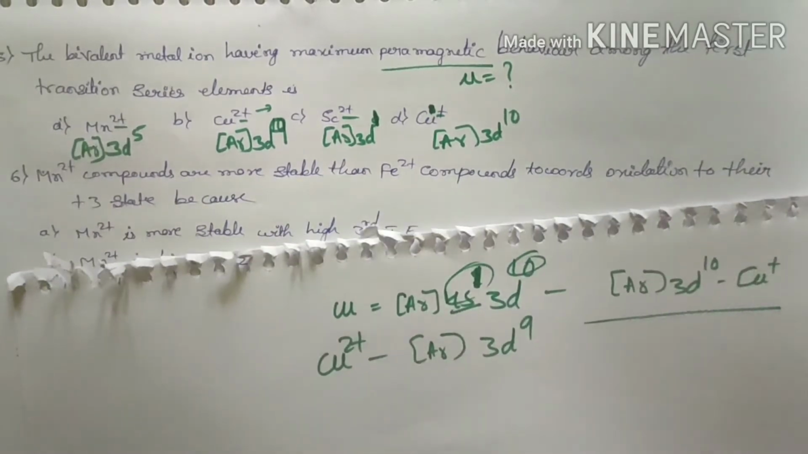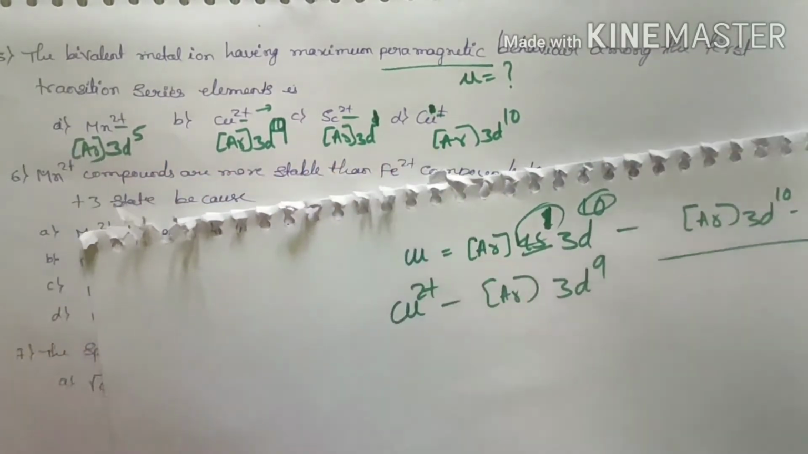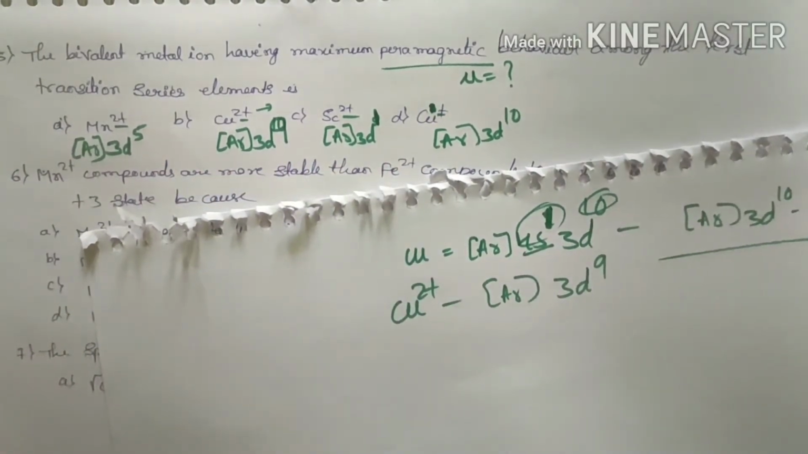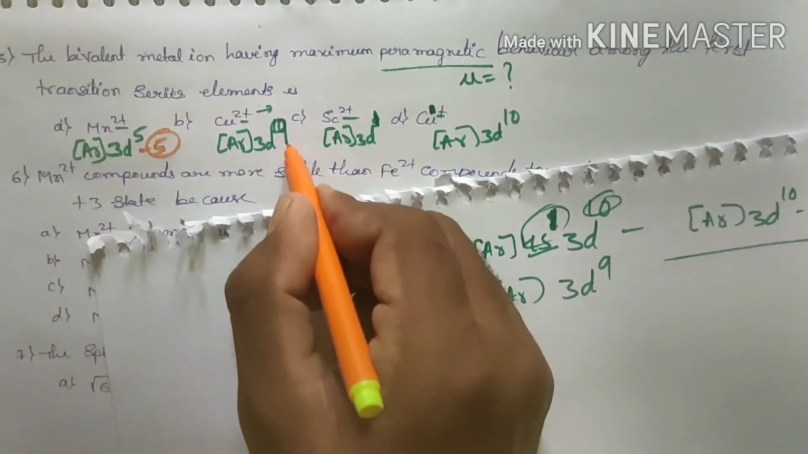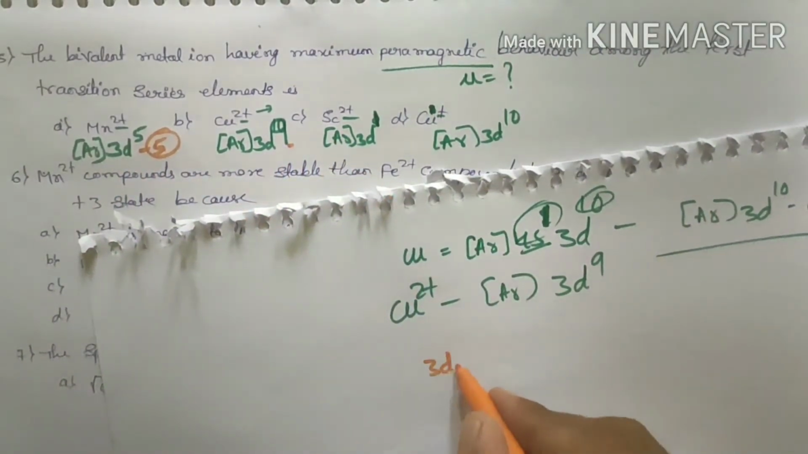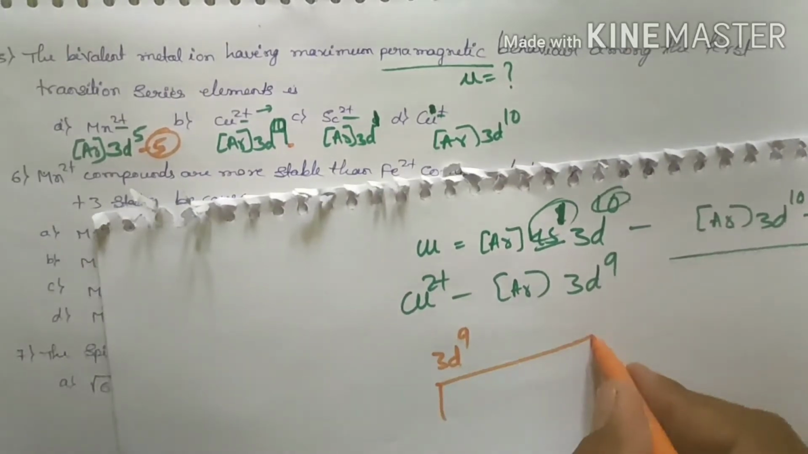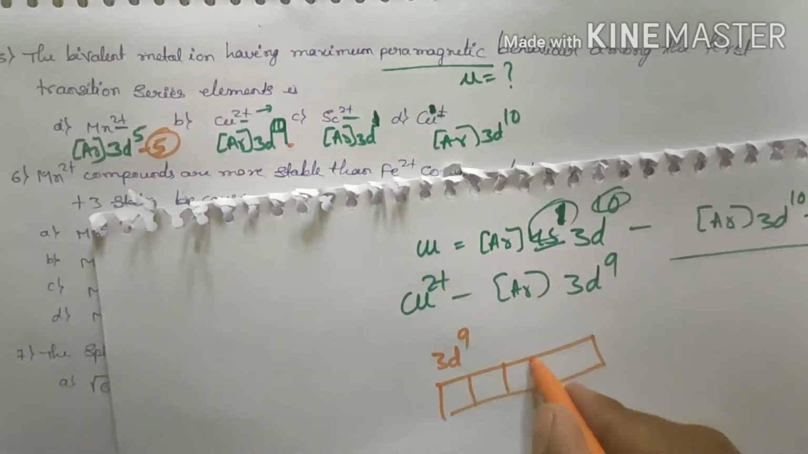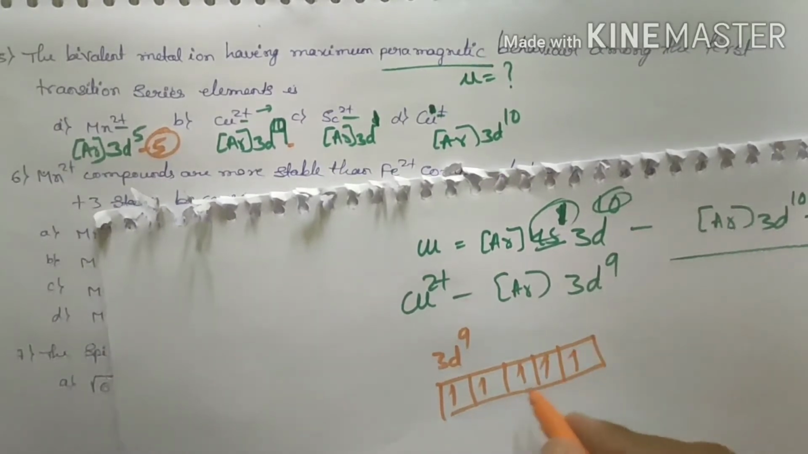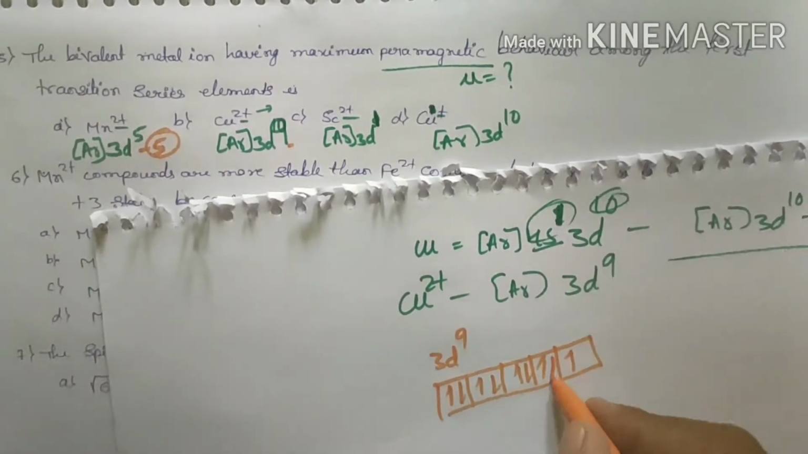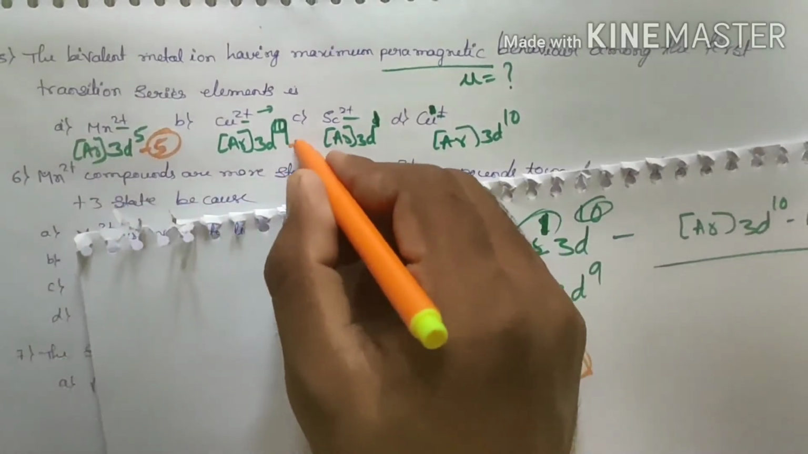Among them, which has the highest paramagnetic nature, they are asking a question like this. Find the number of unpaired electrons. Here the number of unpaired electrons will be 5. Here there are 9 electrons, 3d9. 3d9 means first filling the electrons like this: 1, 2, 3, 4, 5. Next pairing up, only 1 unpaired electron here.